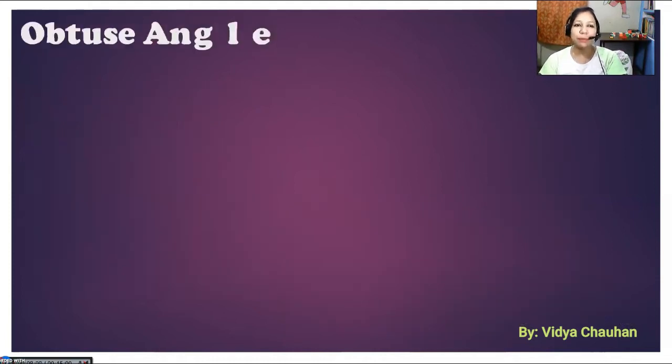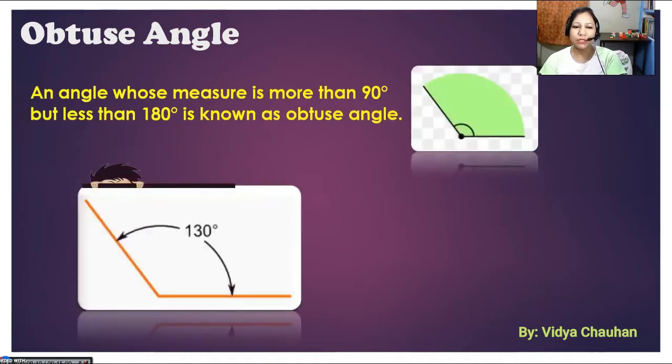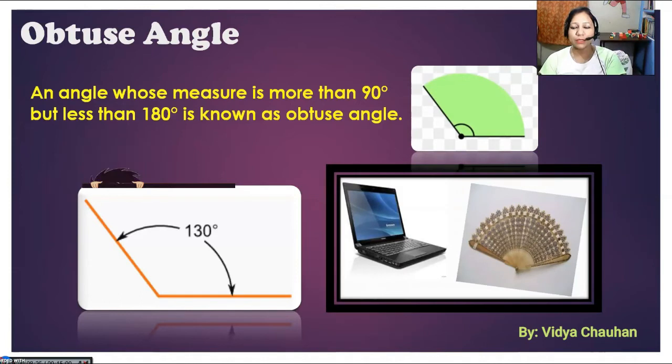Moving forward with the next type of angle, which is obtuse angle. Obtuse angles are the angles whose measure is more than 90 degree and less than 180 degree. As you can see in the picture, the angle formed is of 130 degree. That means it is an obtuse angle. The real life examples are the opening of a tablet, or the opening of the laptop. You can see that the angle between the keyboard side and the screen is always more than 90 degrees. So, it is an obtuse angle.